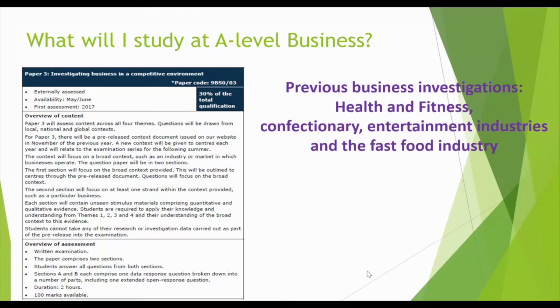The last paper, which is a really interesting area to look at, is Paper 3, which is investigating businesses in a competitive environment. This is actually a pre-release context which is given to us between November and January of Year 13. And what you have to do is you do research into this business context, and then you develop your understanding and do lots of practice questions, and you could be assessed on anything from Theme 1, 2, 3 and 4. So what it's really doing is building on your knowledge that you've learned in those concepts and actually really applying it to a real business situation.